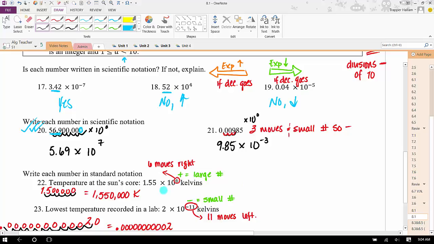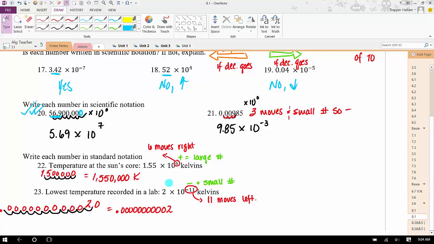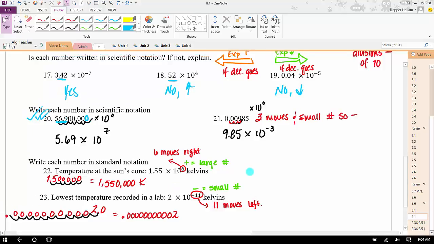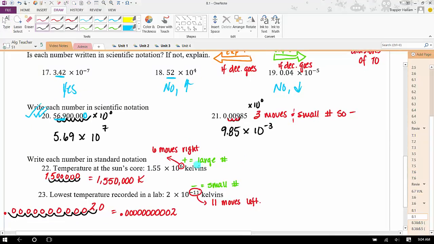So looking at this being a positive 6, it tells me that I need to have a large number or move the decimal back to the right. Okay? So if we move that back 6 times, 1, 2, 3, 4, 5, 6, you'll get that number there, 1,550,000 Kelvin is what that represents.